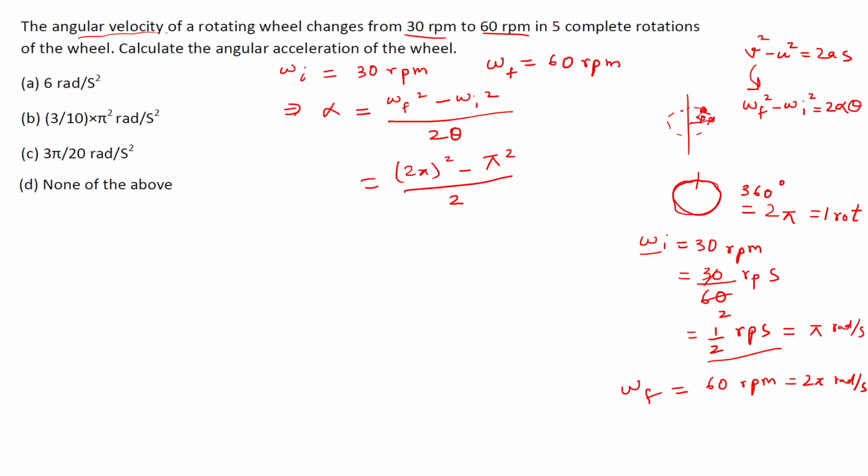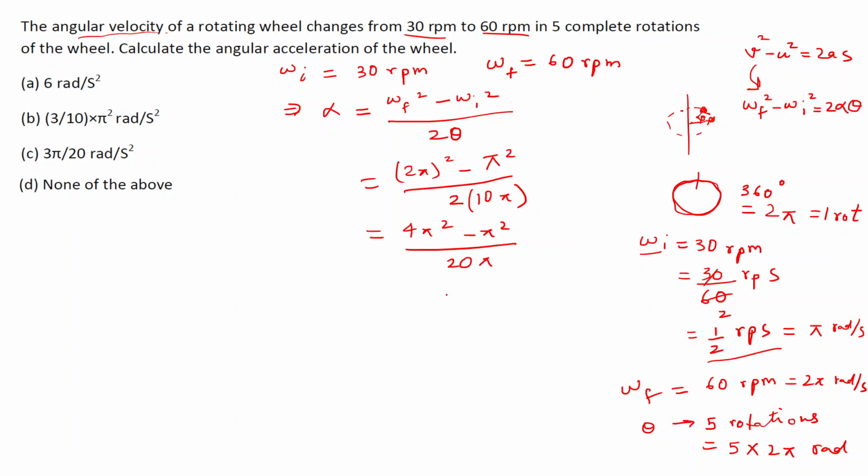Now this theta is what we have been given. How much angle will it cover? 5 complete rotations. Again, one rotation is 2 pi, so 5 rotations is 5 times 2 pi radian it will cover. That means 10 pi. Again solving it, this will be 4 pi square minus pi square divided by 20 pi.